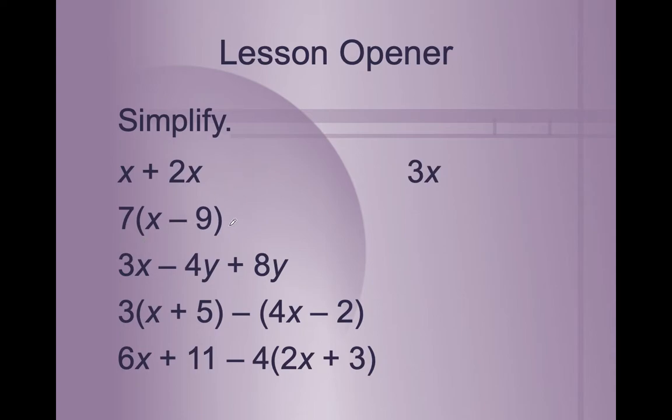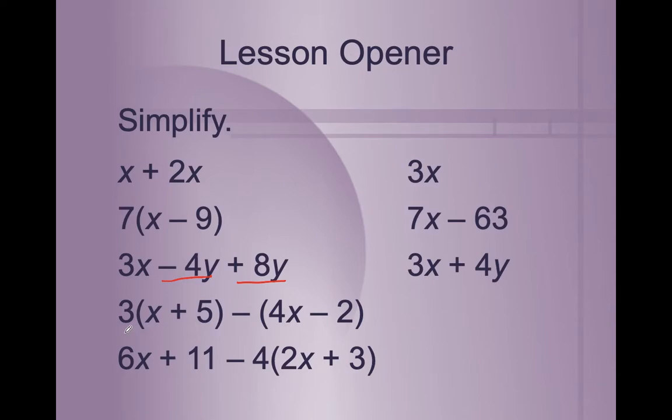What do I need to do right here? Well, I need to distribute that 7 to everything inside the parentheses. So it's 7x minus 7 times 9 is 63. That's a negative 63. What are my like terms in this example right here? Well, just negative 4 and positive 8. So those are the only ones I can combine to get 3x plus 4y.